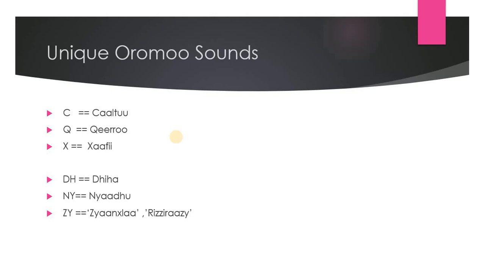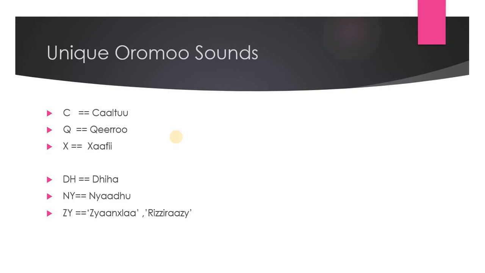The third one is X. X in Oromo can be written as X, but this X is translated into another sound that you don't know, which is ta. Ta is written with T. This is ta: Ta-fi, Ta-te. These are the three challenges in identifying.